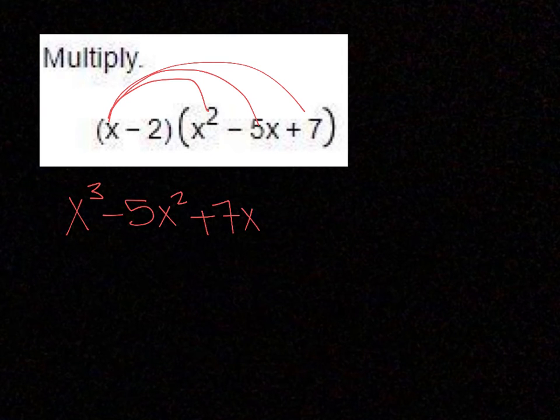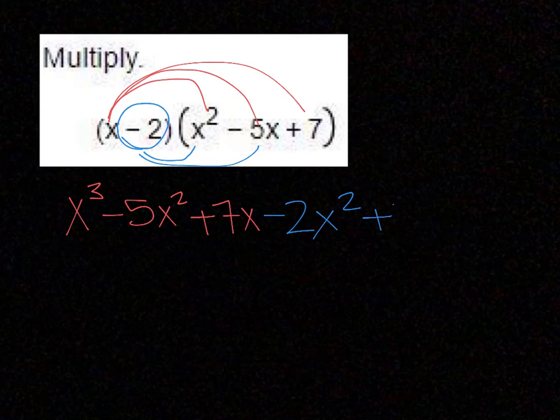That's the first one. The second one, I've got to distribute the -2. So everything gets multiplied by -2. -2x squared. -2 times -5 is positive 10x. And -2 times 7 is -14.